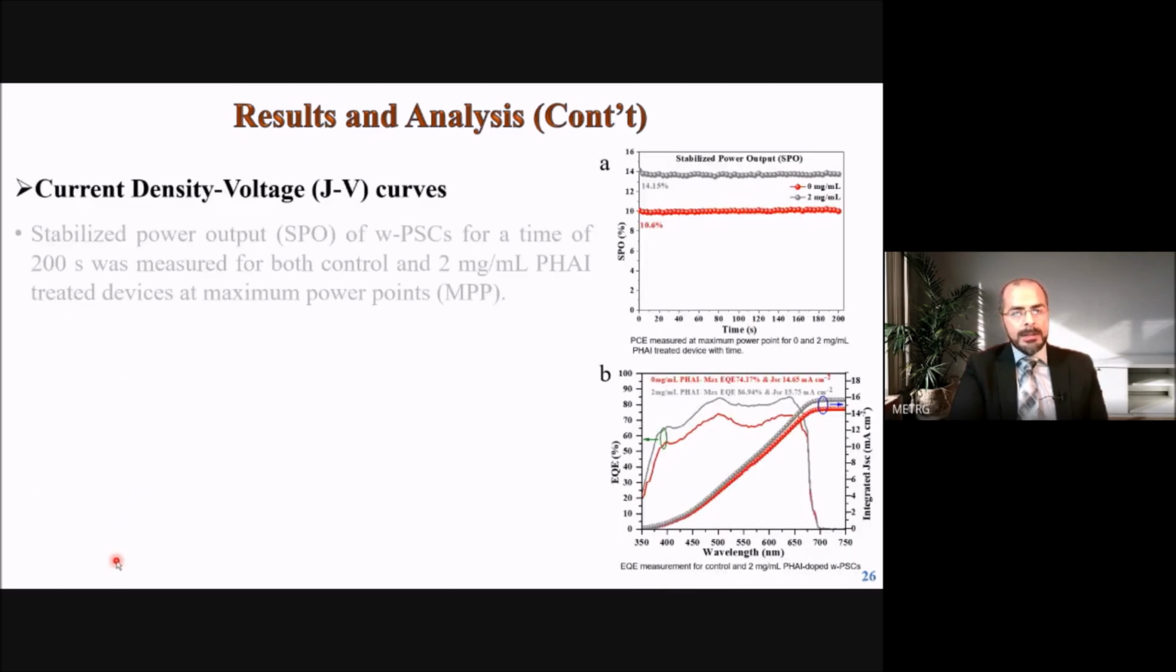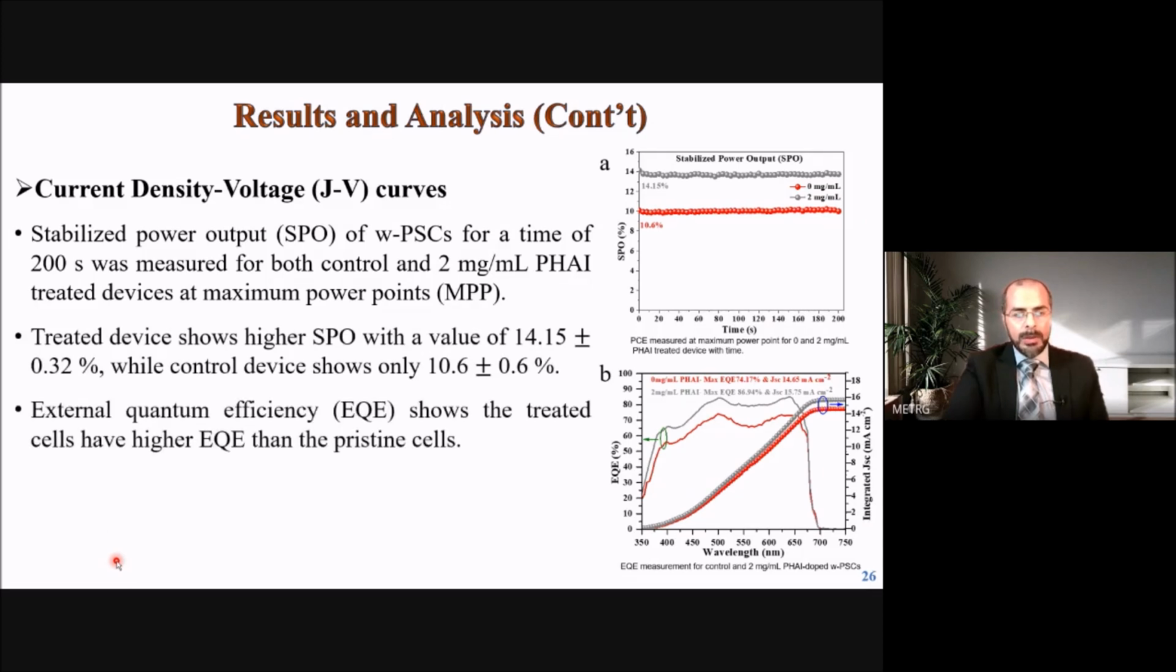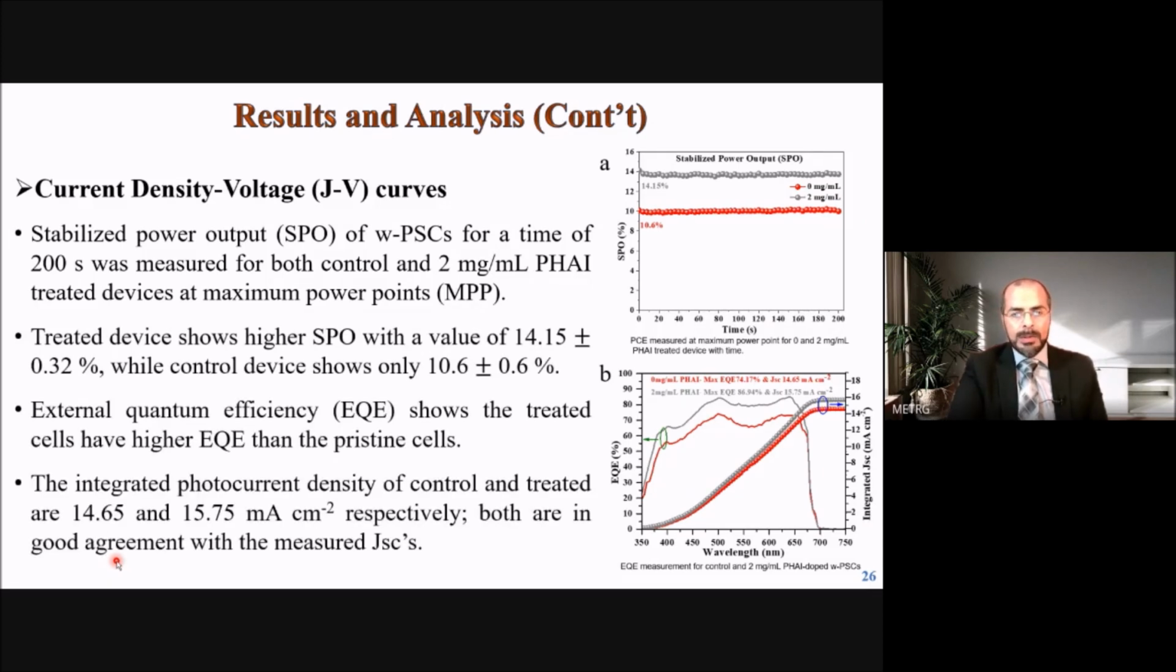Also, there is another characterization, we call it SPO, the stabilized power output, where you have a solar cell and you expose it to the light for a certain time. Here we use 200 seconds. And it gives the SPO for the optimal condition, 14.15%, but the control has way less than that efficiency, 10.6.